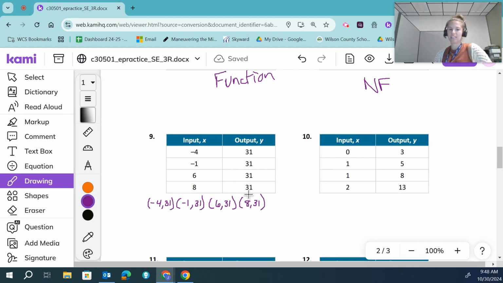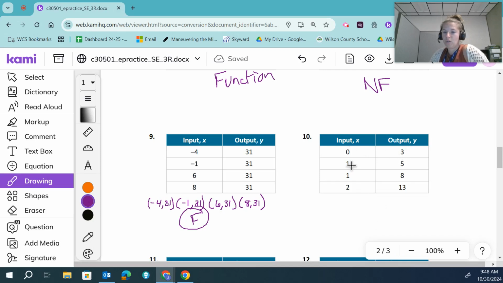All right, these are the same thing. You just see them written as ordered pairs instead. Again, each of my inputs, my X values, has one and only one output. It happens they all share that same output. That's okay, as long as my input has one and only one output. This is going to be a function.